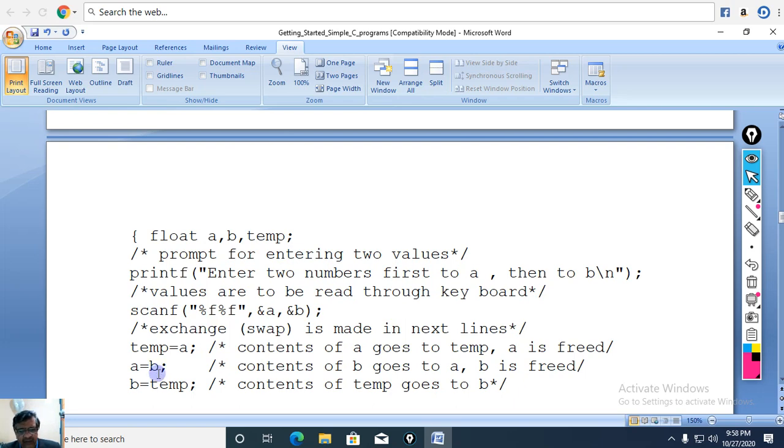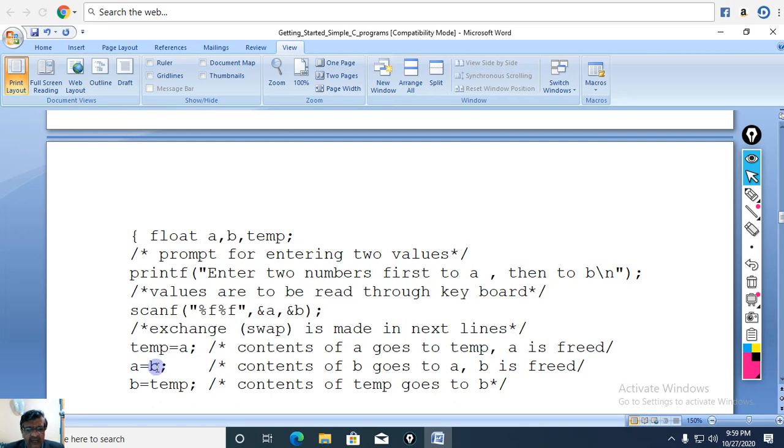Let us say one cup contains coffee, the other cup contains tea, and you are asked to exchange them. We cannot make a cocktail. Therefore we need an empty cup, and first of all this should be vacated. The contents of A are poured into temp, and A is vacated. Exactly, A will contain its original value anyway, it will be overwritten. There is no question of emptying a variable in programming parlance.